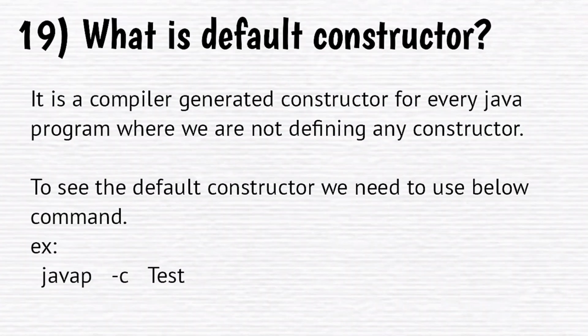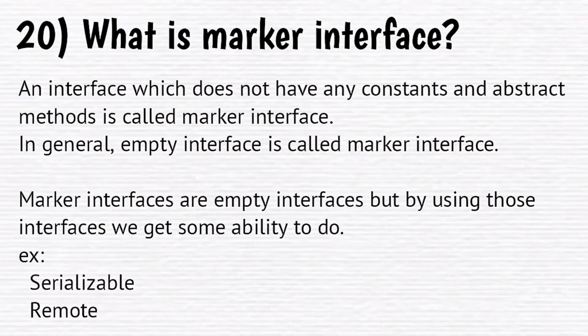What is a default constructor? It is a compiler-generated constructor for every Java program where we are not defining any constructor. To see the default constructor, we need to use the below command. What is a marker interface? An interface which does not have any constants and abstract methods is called a marker interface. In general, an empty interface is called a marker interface. Marker interfaces are empty interfaces, but by using those interfaces, we get some ability to do. Example: Serializable, Remote.